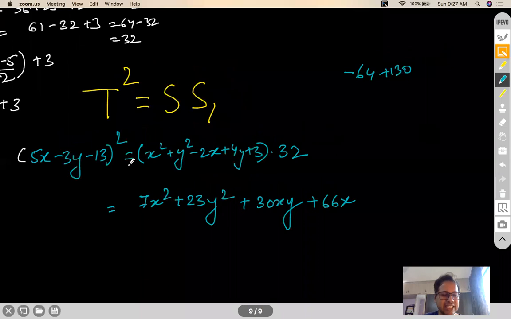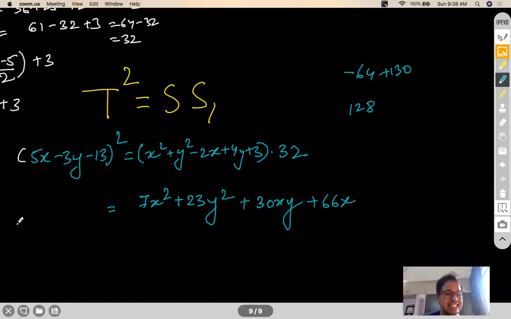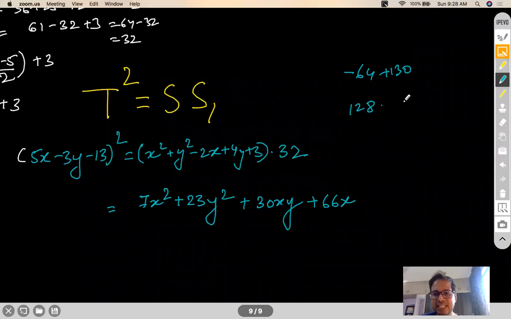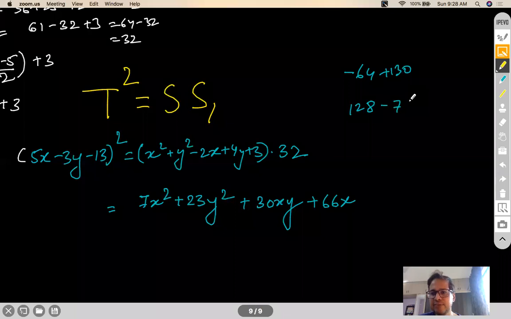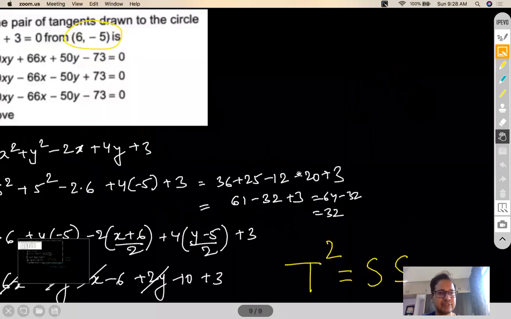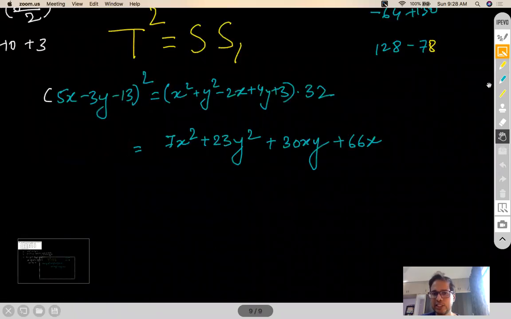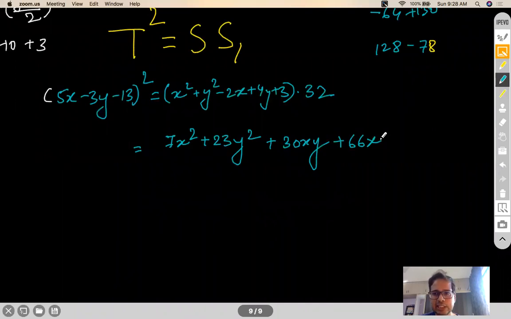Now let's check y. The y from here will be 128, and from here I will get y as minus 78. So minus 78 will give you 50. Is there any 50 sitting? Yes, there is a 50 sitting over here.